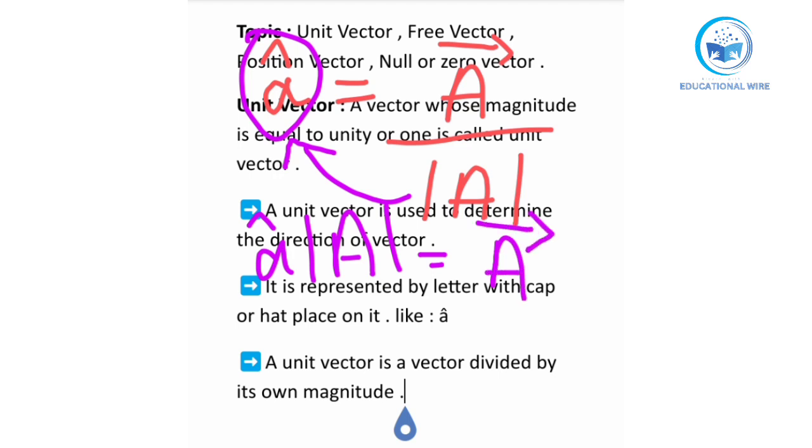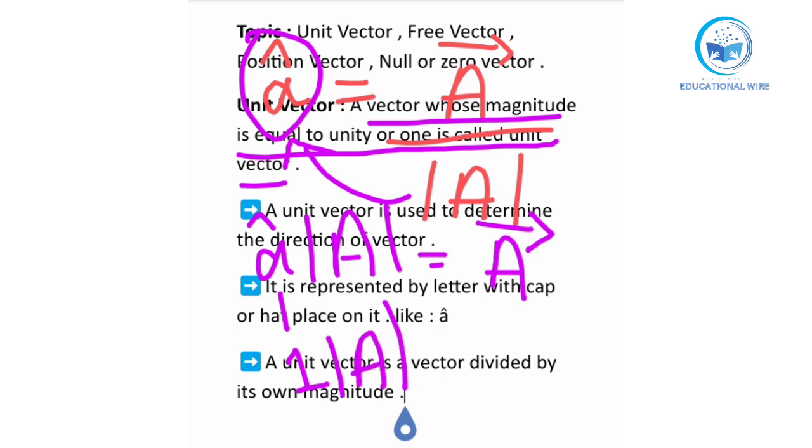As I told you, a vector whose magnitude is equal to unity, or 1, is called a unit vector. So this unit is equal to 1 and this one will remain the same, so it will be 1A, or you can say 1A is A. So the magnitude will be A. Magnitude is equal to the direction of the vector. This point is also cleared, that a unit vector is a vector divided by its own magnitude.